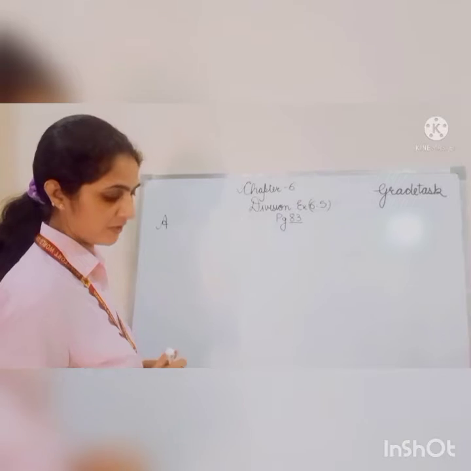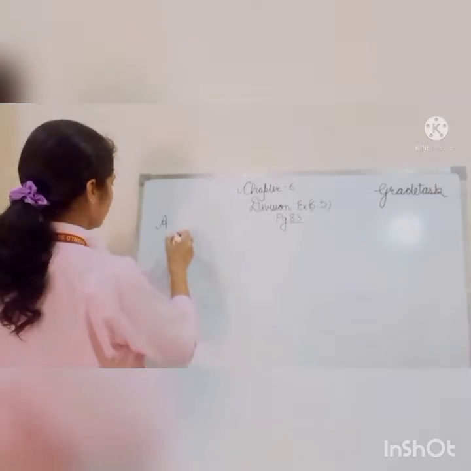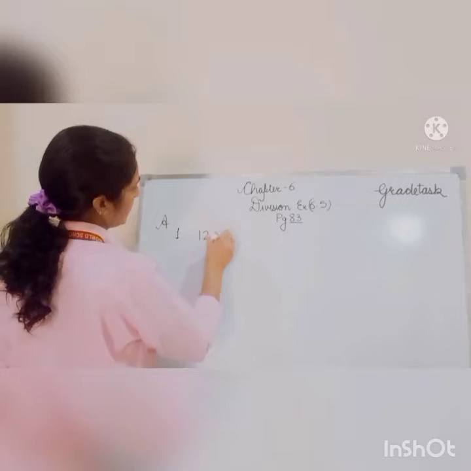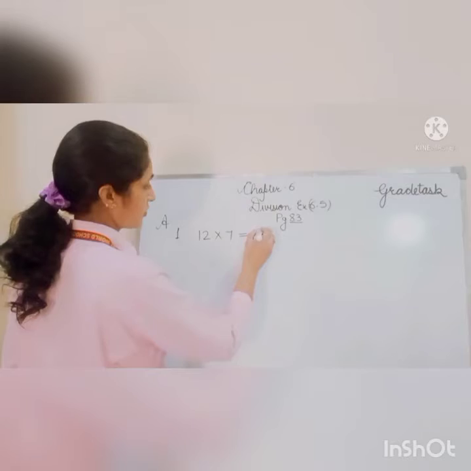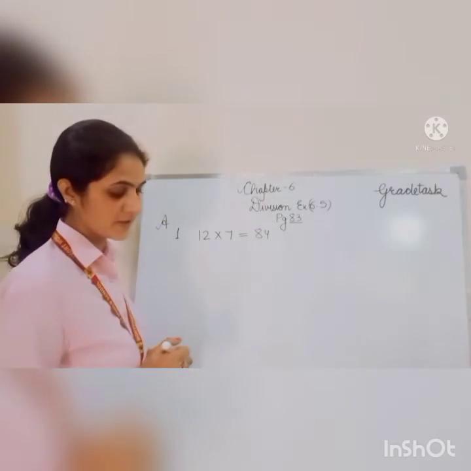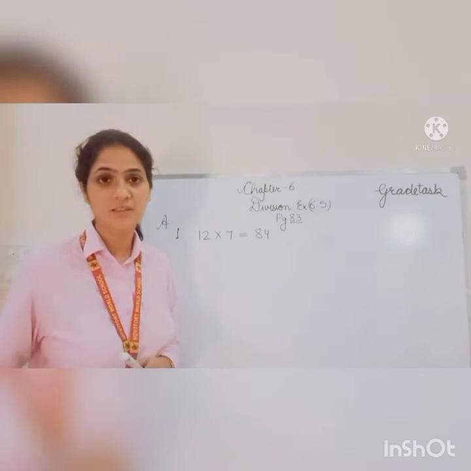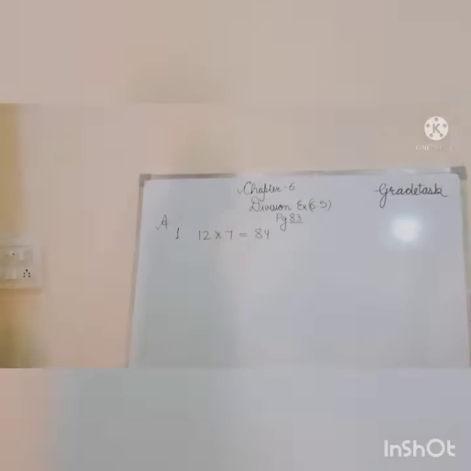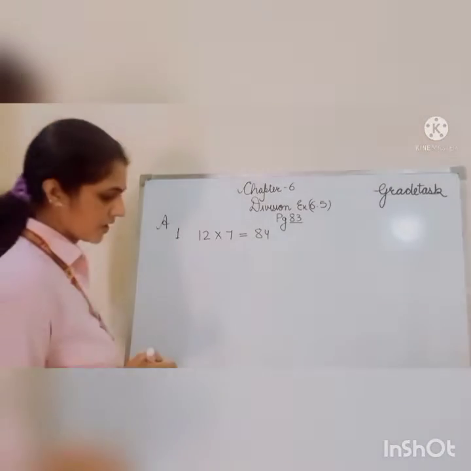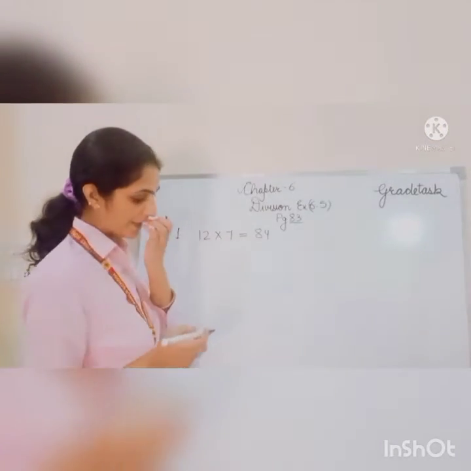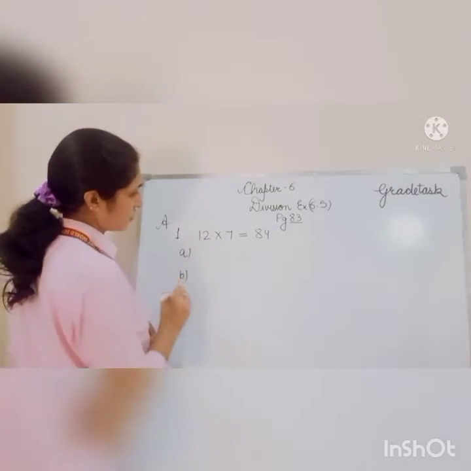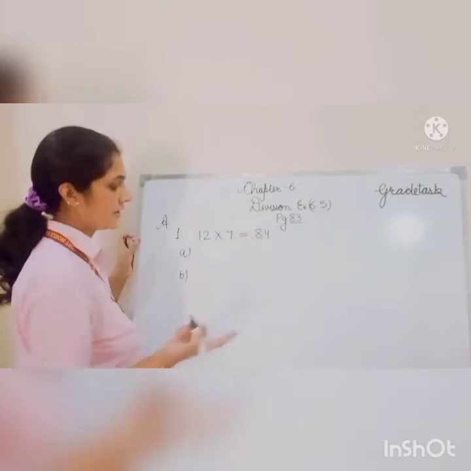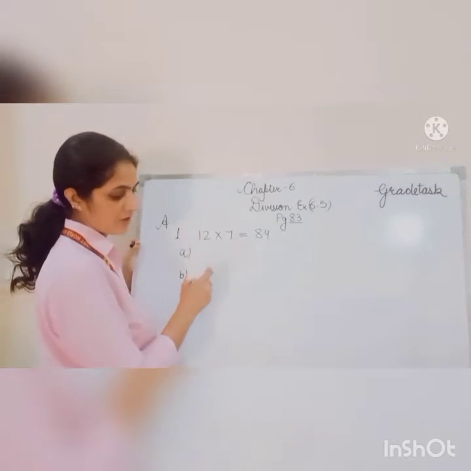First one, write the division fact for the following multiplication facts. So first it is given here 12 multiplied by 7. So 12 multiplied by 7 is equal to 84. So how to write the division fact? This is the first part. Multiplication fact is given to you. You have to write A and B, meaning there can be two division facts. So in division fact, what will we write?